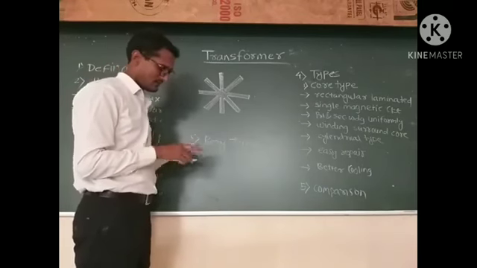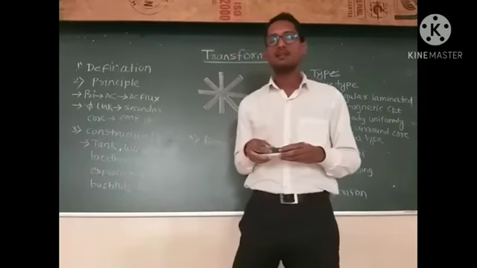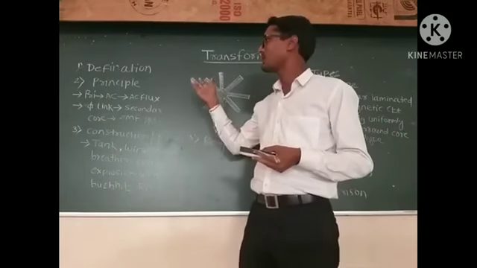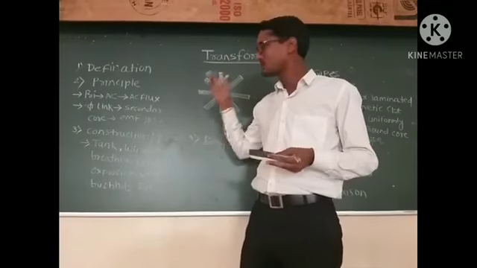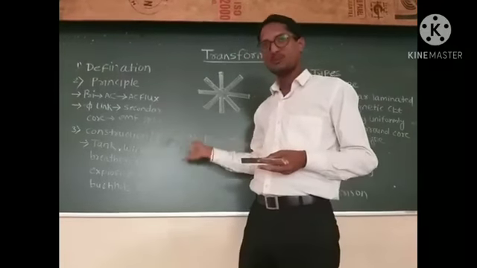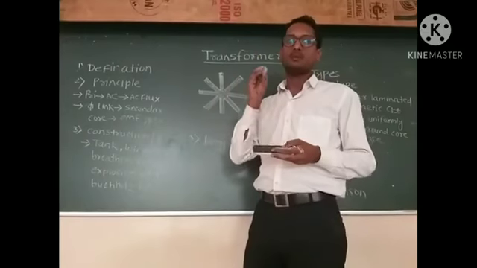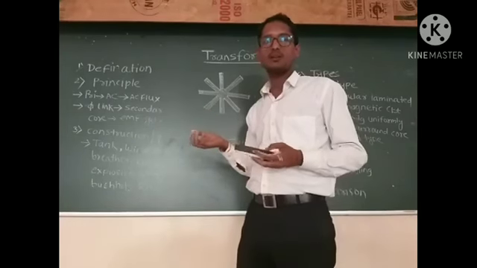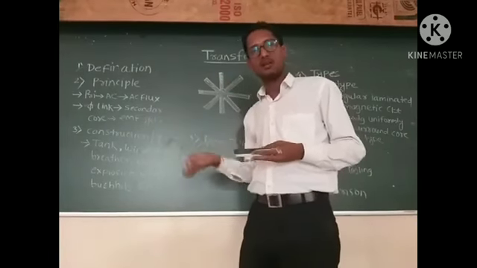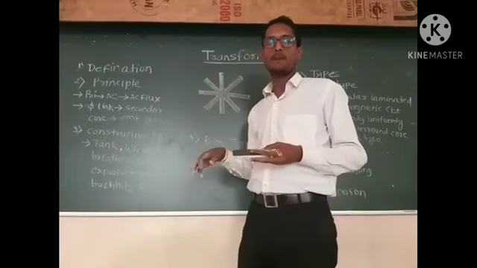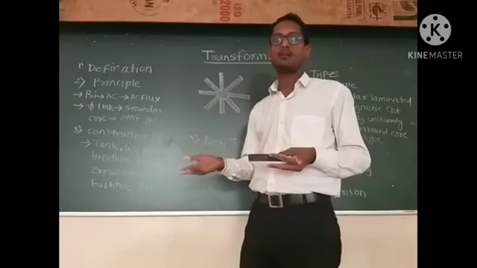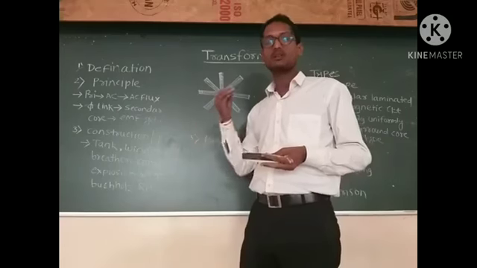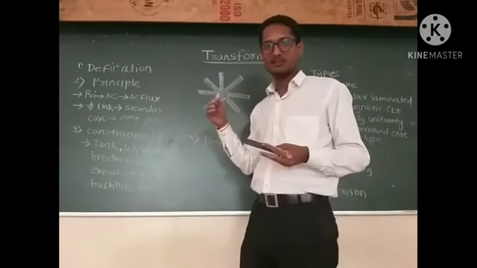So what we study in this chapter: what is meant by transformer, what is the definition of transformer, what is the principle of transformer, after that the constructional parts of the transformer, and the types of transformer depending upon their construction. Next lecture we will discuss the other types of transformer, kVA rating of transformer, why transformer is not operated on DC supply, then the EMF equation of transformer, the voltage ratio, the current ratio, etc. We will discuss in the next lecture.